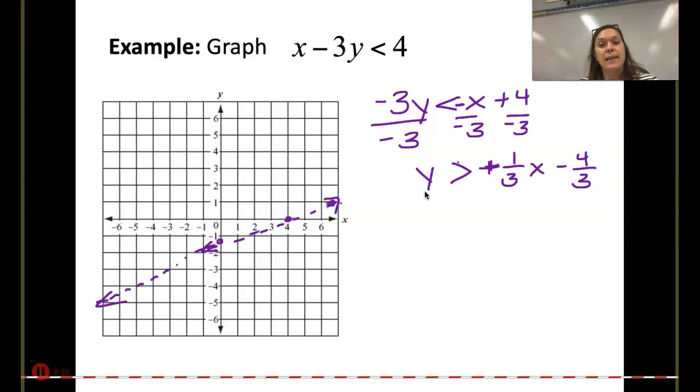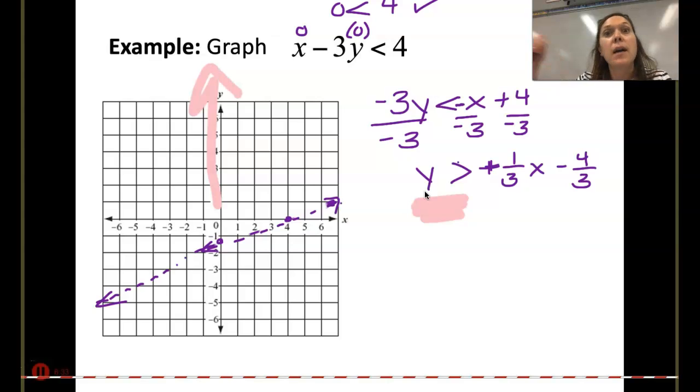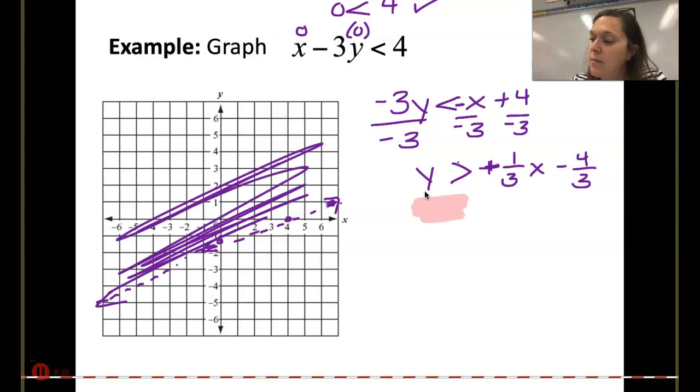We made it dotted. Now we've got to figure out where to shade. So I can either go back to that tester point. Because it's in standard form, that's pretty easy. I can plug in 0 for x and y, and I get 0 is less than 4, which is true. So that means I want to shade on the side where (0, 0) is, which happens to be above it. Or I can go over here, and I want my y to be greater. So where is my y getting greater? Above my dotted line. So all of my shading is going to happen above.